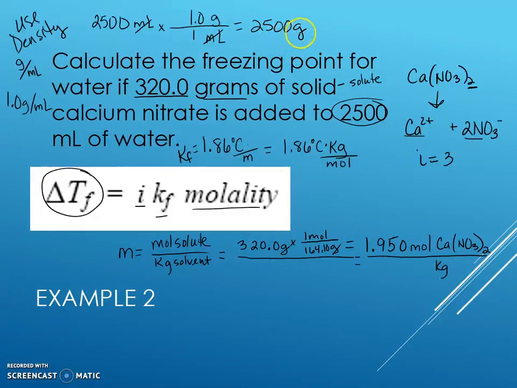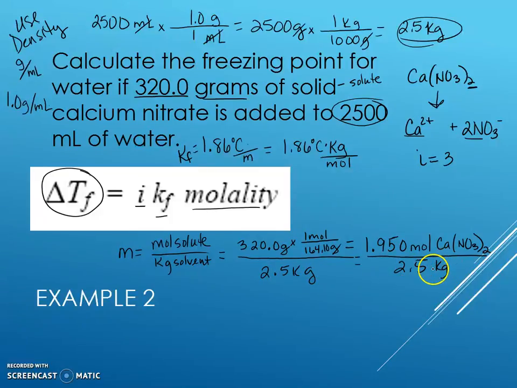Now we need to get from grams to kilograms, and you guys know how to do that. 1 kilogram is equal to 1,000 grams. All right, so we're dividing, so that ends up being 2.5 kilograms. So here's our solvent. We're going to plug that in down here. 2.5 kilograms and 2.5 kilograms. So now all we have to do is divide 1.950 divided by 2.5, and that ends up giving us 0.78 for our molality.